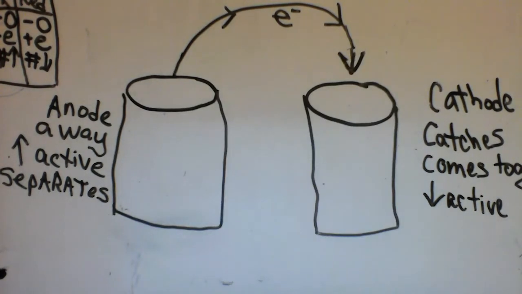This is week 22, homework sheet page 2, number 9. Calculate the standard cell potential produced by a voltaic cell consisting of a nickel electrode in contact with a solution of nickel ions and a silver electrode in contact with a solution of silver ions.